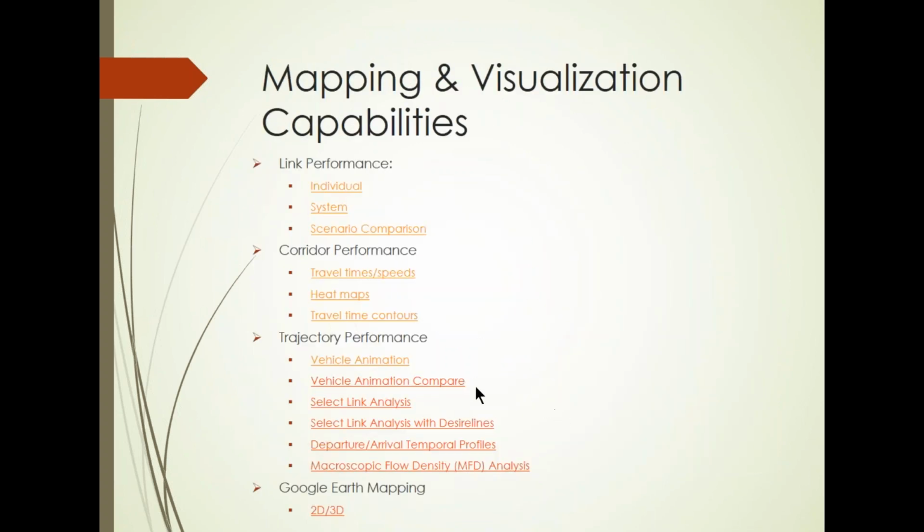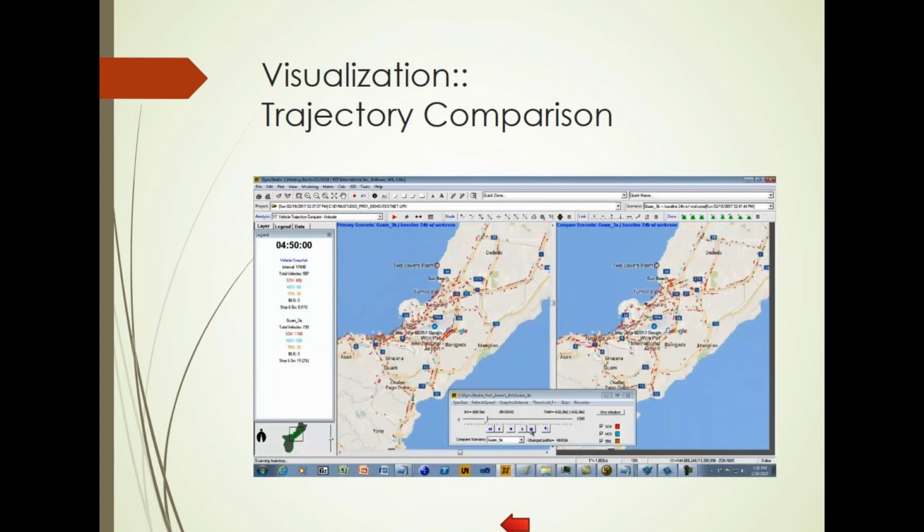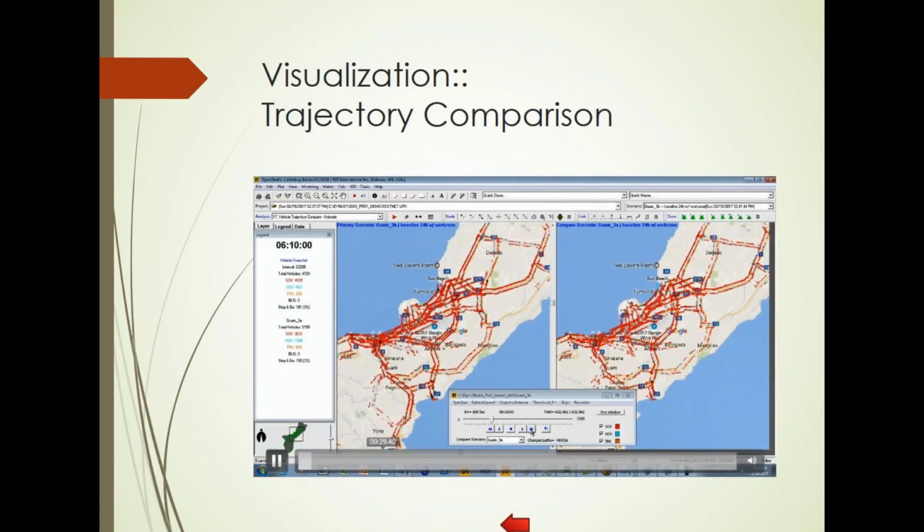Vehicle animation compare. We can bring up two scenarios on the screen and take two partitions of the main screen, and display both scenarios side by side if you really want a way of comparing both. You can play, you can pause, and then compare the scenarios. I don't typically do that a lot because it's a lot of information, but for whatever reason you need to, this is a fairly powerful way to show that.